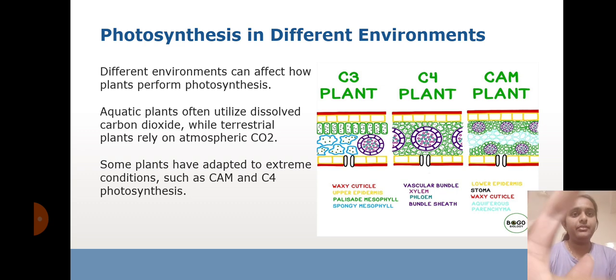Photosynthesis in different environments. Different environments can affect how plants perform photosynthesis. Aquatic plants often utilize dissolved carbon dioxide while terrestrial plants rely on atmospheric CO2. Some plants have adapted to extreme conditions through CAM and C4 photosynthesis.